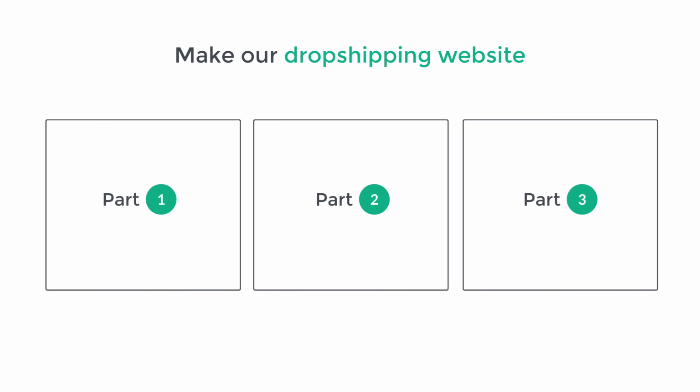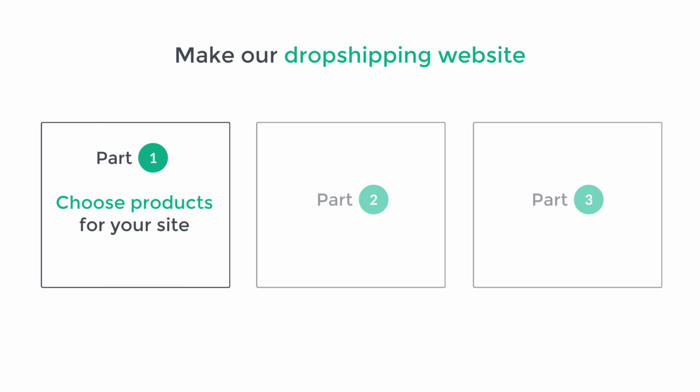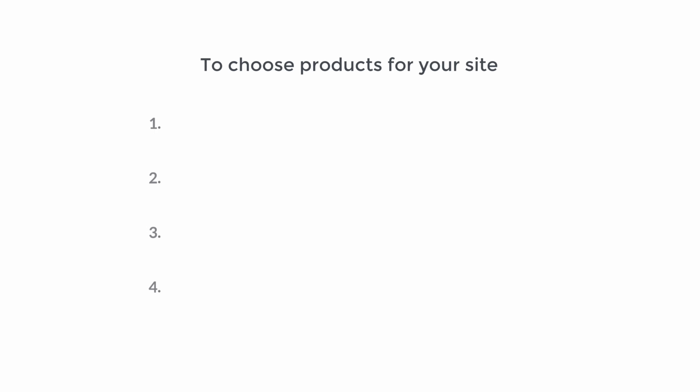Okay, so I'm Brand from Website Learners, and let's start creating our dropshipping website using Shopify. We are going to make our dropshipping website in just 3 parts. The first part is to choose products for your site. Now before you create your dropshipping website, you need to search for products online and choose what you want to sell on your website. So to choose the products for your site, we are going to do 4 steps.